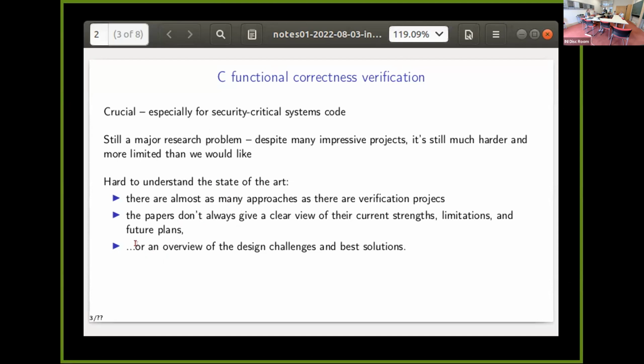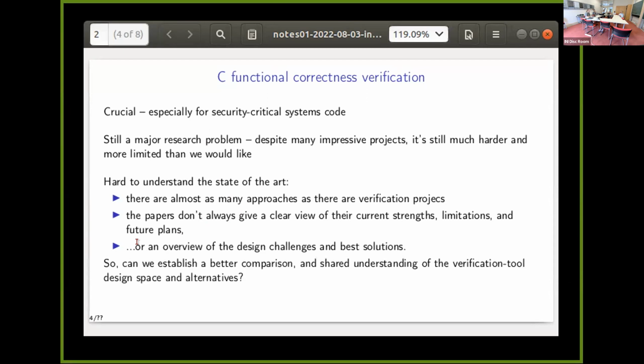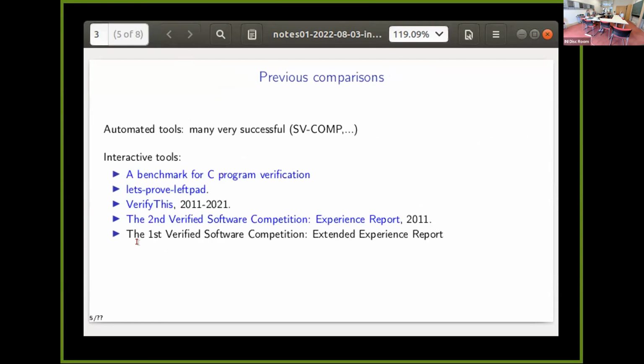And it's not, in general, the case that as a field we have an overview, a shared mutual understanding of the design challenges and the best solutions. We have a bunch of solutions, and some of them work impressively well, but the trade-offs and the choices are not as clear as they might be. So the idea here is to see whether we can establish a better comparison and shared understanding of the design space. This is, of course, by no means the first comparison of verification tools, not even slightly.